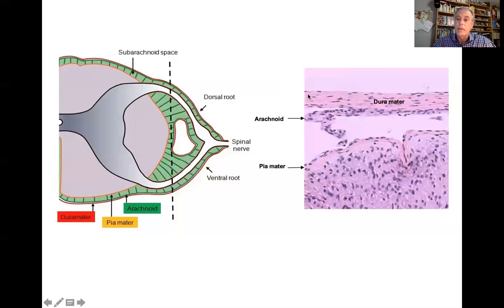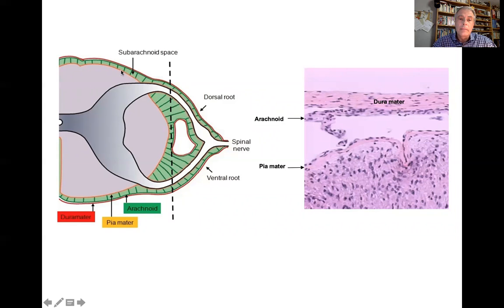Here in this image, you see the dura mater is the outermost membrane or meninge. Underneath we have the arachnoid, and in close contact with the parenchyma of the spinal cord is the pia mater. In between the arachnoid and the pia mater, there are connections. So this space here is called the subarachnoid space.